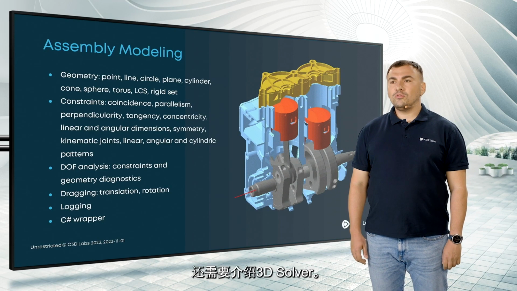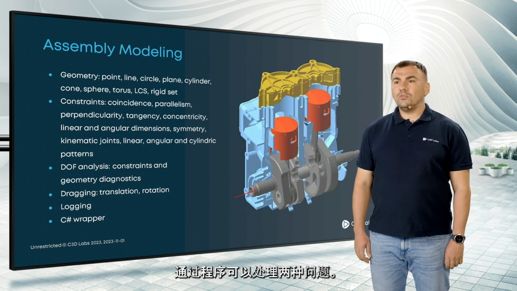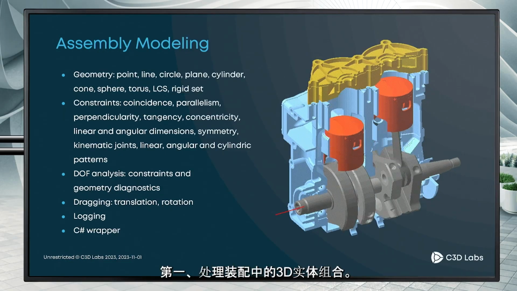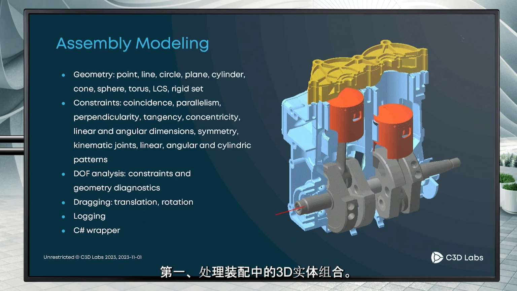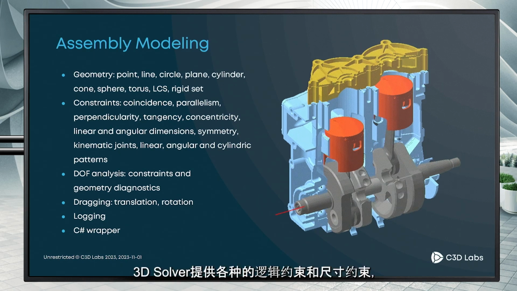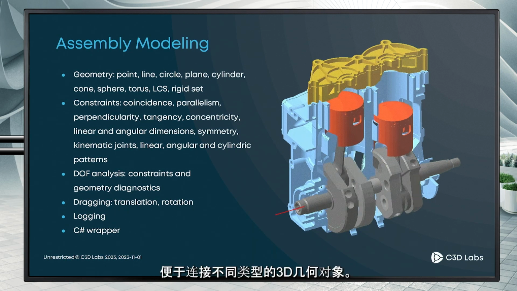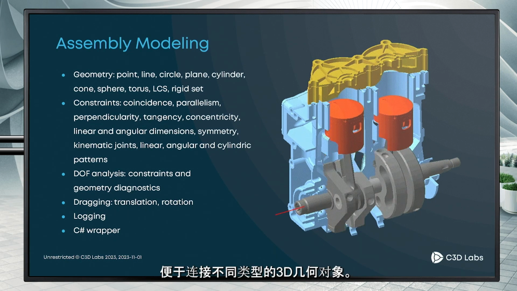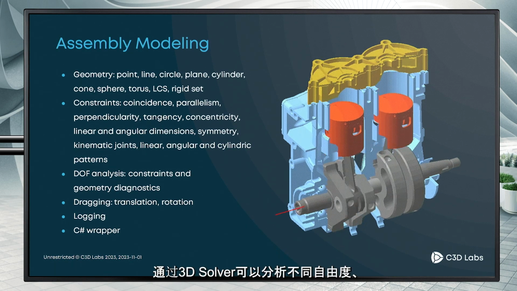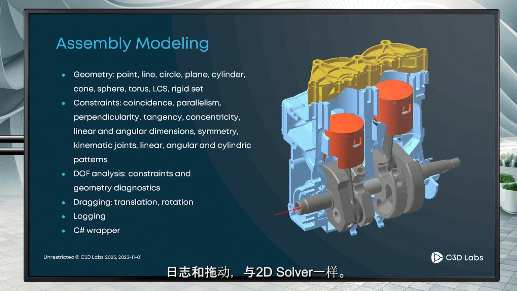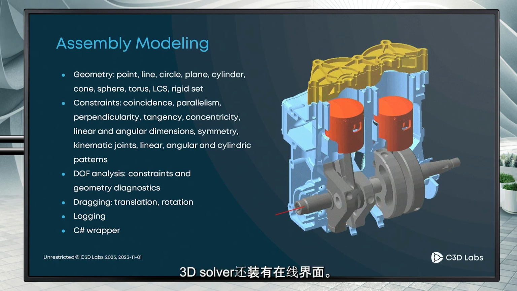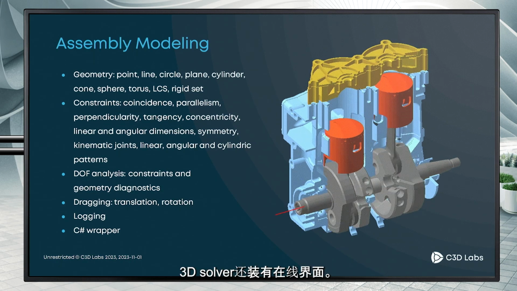Now let's move on to the three-dimensional solver. It allows you to solve two types of problems. The first problem is a composition of three-dimensional bodies in an assembly. C3D Solver provides a wide range of logical and dimensional constraints for mating different types of three-dimensional geometric objects. It provides tools for analyzing degrees of freedom, logging, and dragging, as well as the two-dimensional solver. A .NET interface of the three-dimensional solver is also available.